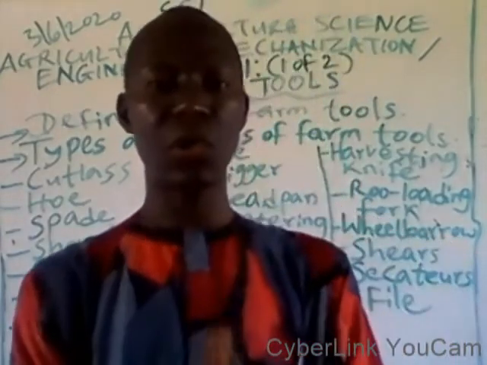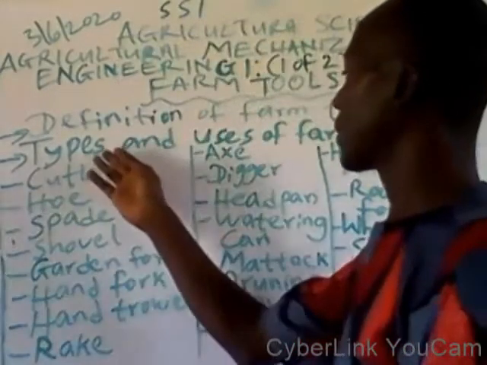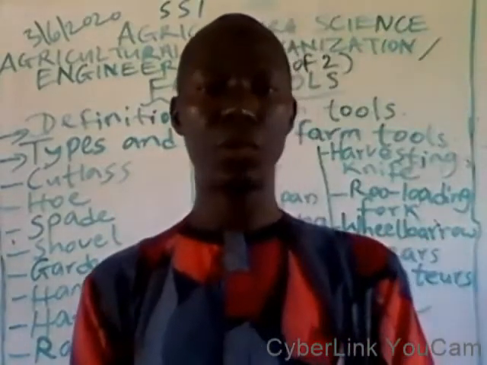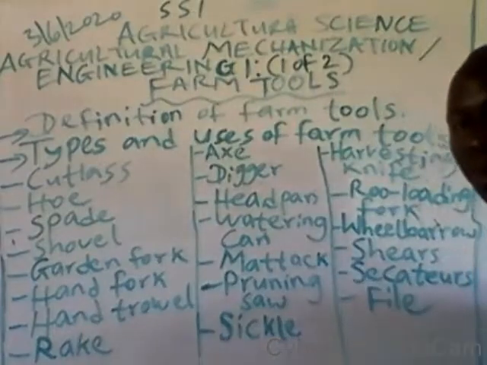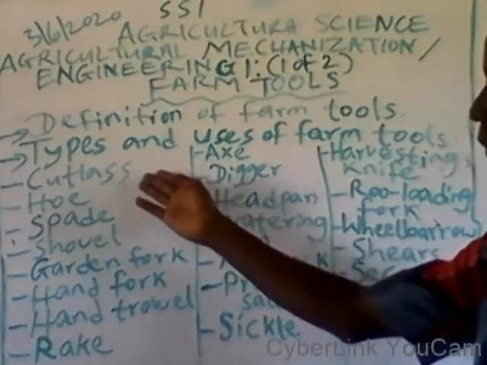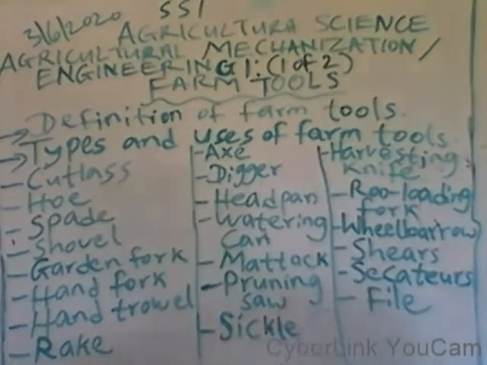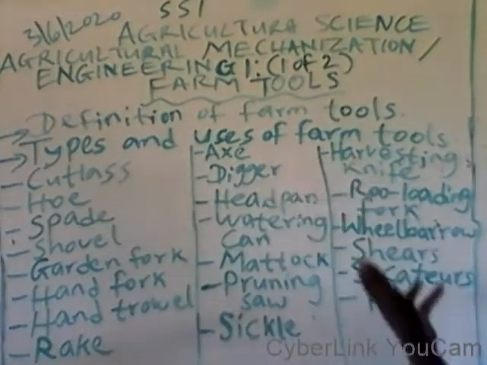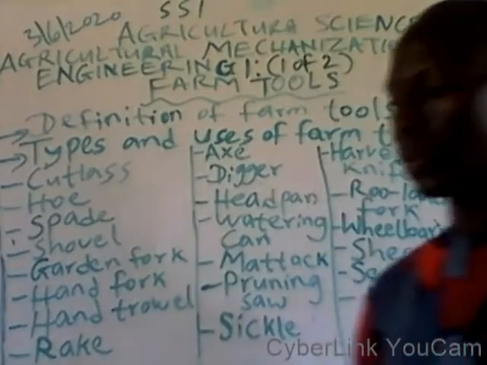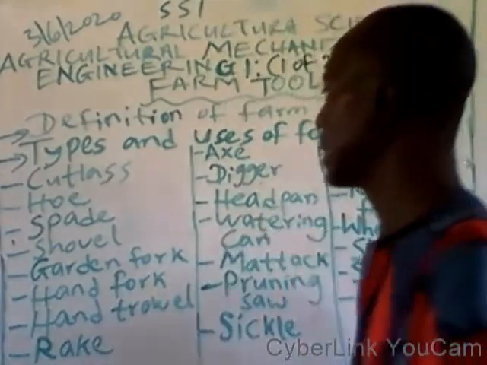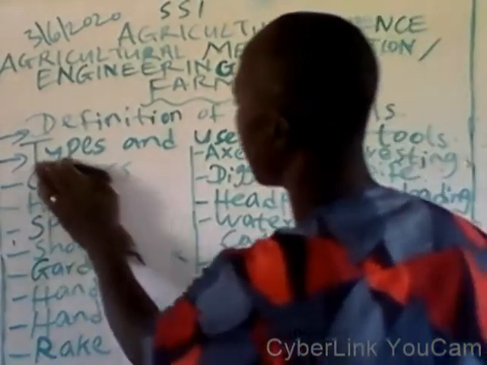Having discussed the types and uses of farm tools, the next thing we are going to do, let me allow you to see what is on the board. We have printouts of cutlass, the hoe, spade, shovel, garden fork, hand fork, hand trowel, rake, axe, digger, and the rest of them. So what we are going to look at now is the maintenance practices of farm tools.